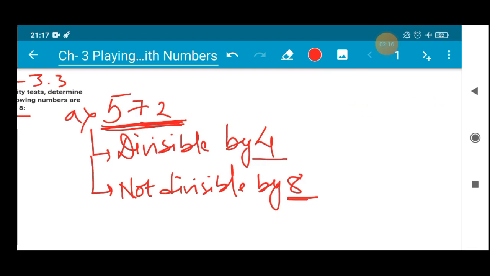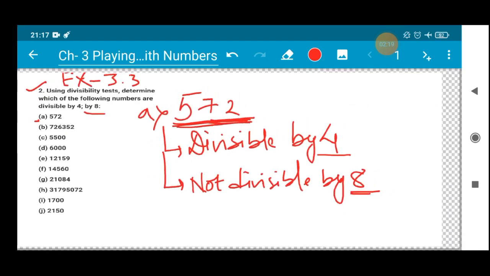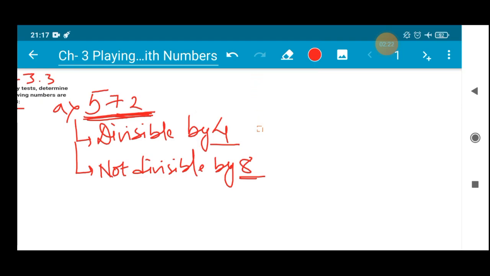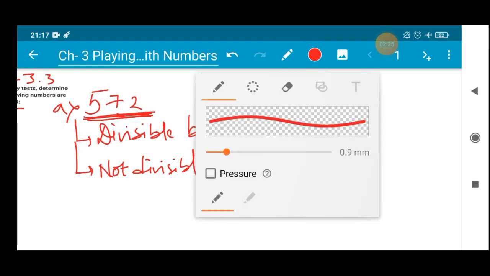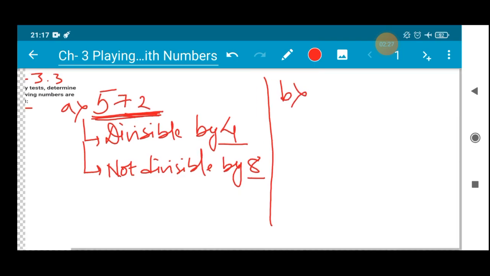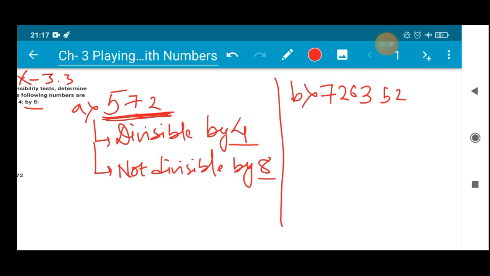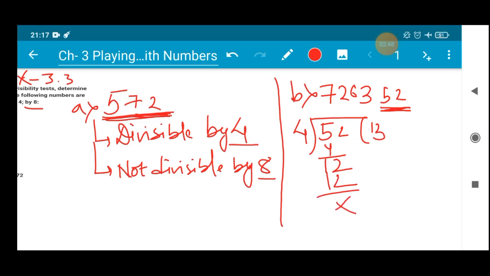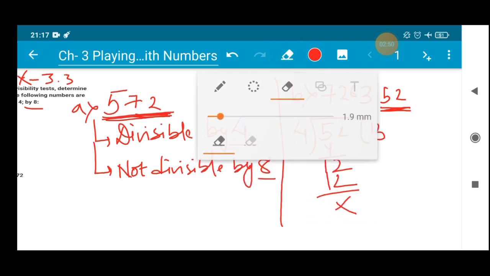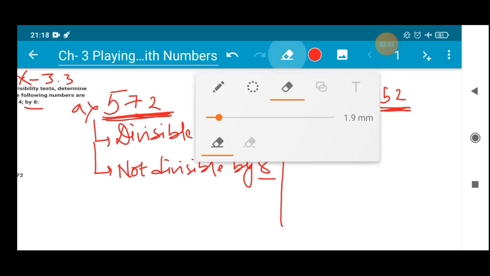Proceeding to the next one, part B, the number is 726,726,352. Let's check whether this is divisible by 4 or not. The last two digits should be divisible by 4. Now 4 ones are 4, 1, 4 threes are 12. So yes, you are getting remainder 0. So yes, this number is divisible by 4.